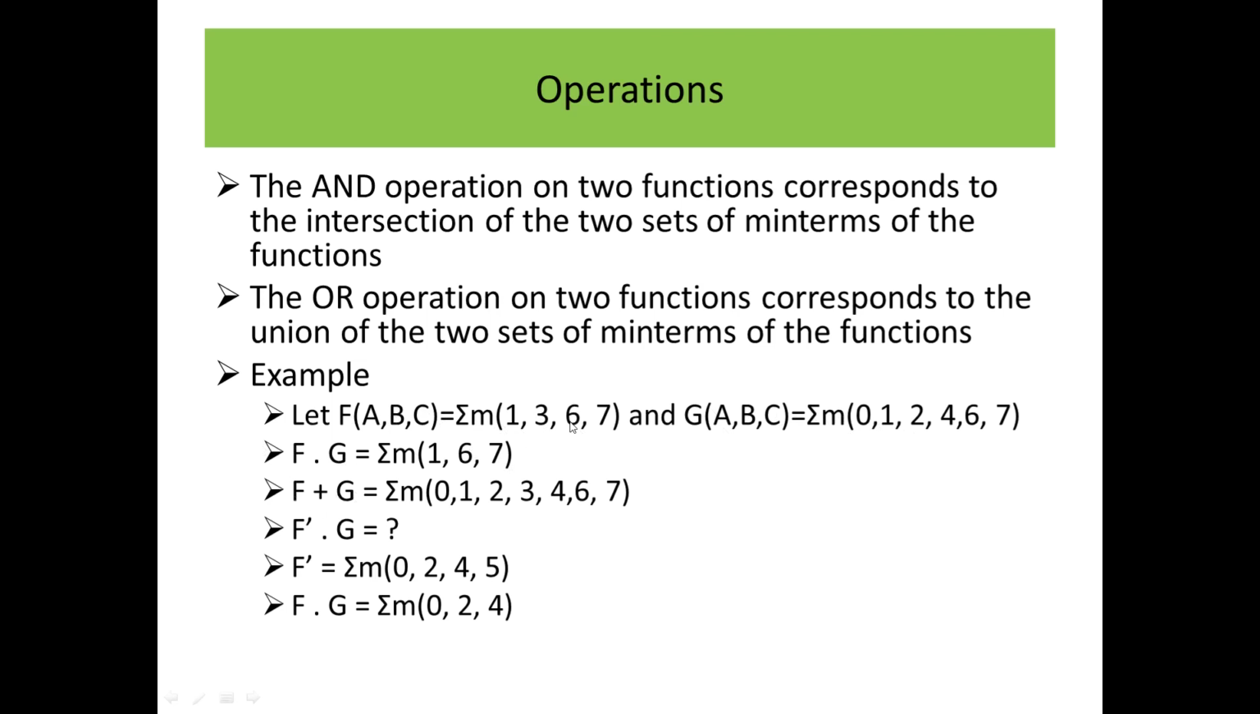F plus g, you have to just go on adding. 0 is there in any one, just add. 0 is there, then write. Next 1 is there, then write. 2 is there, write. 3 is there, yes. 4 is there, just write it. 5 is not there in both, so you cannot add it. Next 6 is there, yes, write it. 7 is there, so write it. In this way we can write f plus g. Okay, similarly we can write f bar into g. We can write f bar also, and we can write f into g similarly.